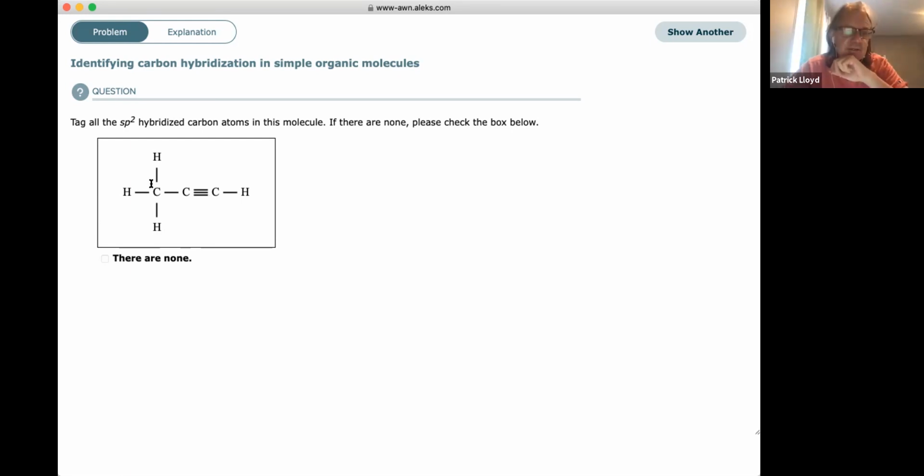And if you take a look, this carbon right here, the first one, it's got 4 surrounding atoms, right? 3 hydrogens and 1 carbon. So that's sp3. So that's a tetrahedral. So you get the shape, but you also get the hybridization. So there's 4 sp3 orbitals.